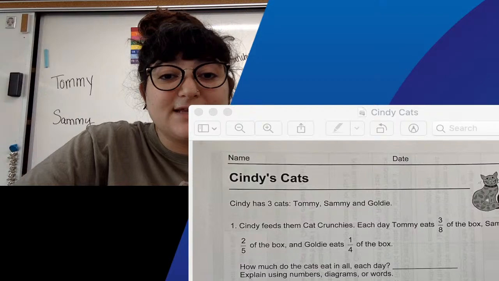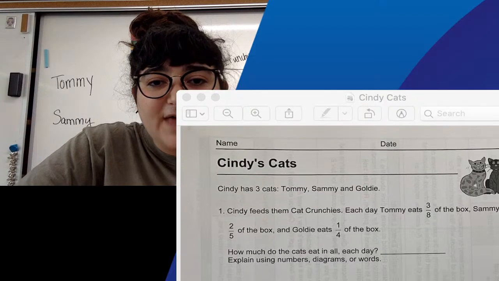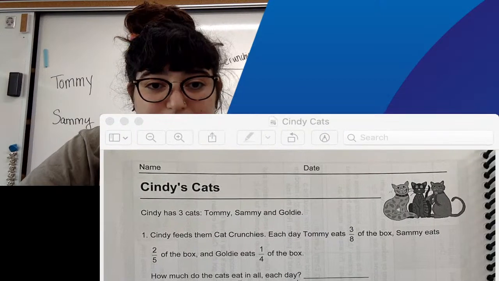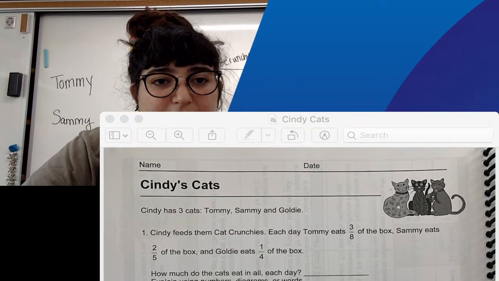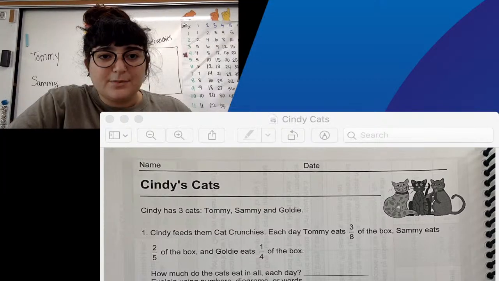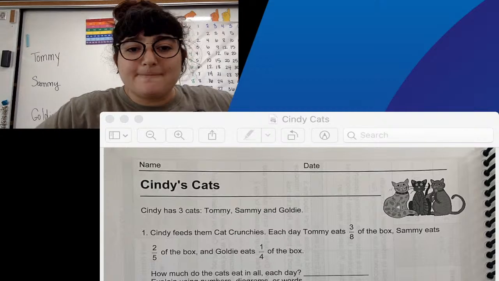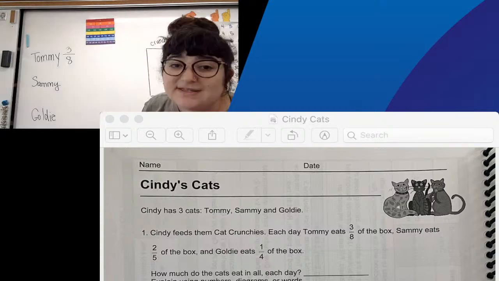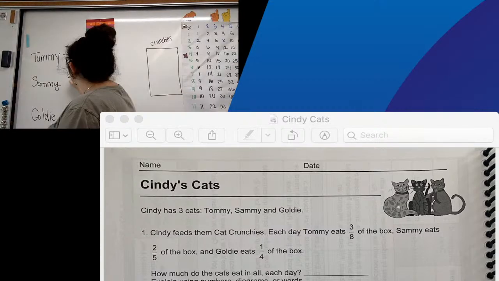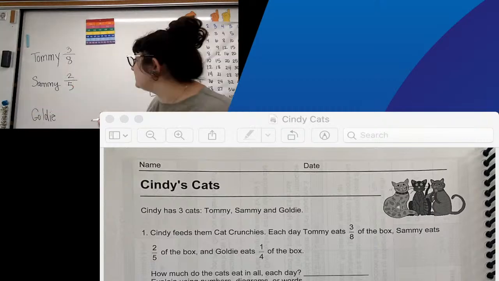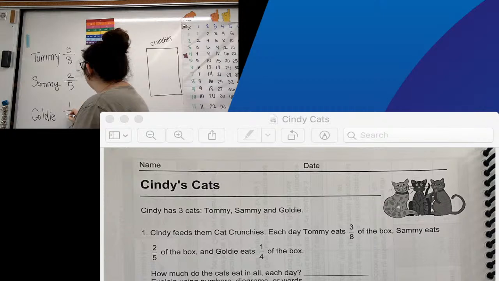They will eat anything that you put in front of them. So let's take a look. Well, we know that Tommy eats 3/8 of the box. Perfect. Tommy eats 3/8 of the box, right? Sammy eats 2/5 of the box, and Goldie eats 1/4 of the box.